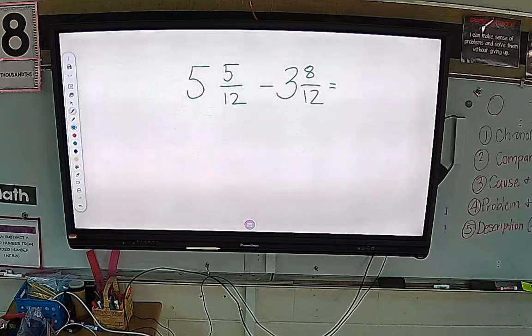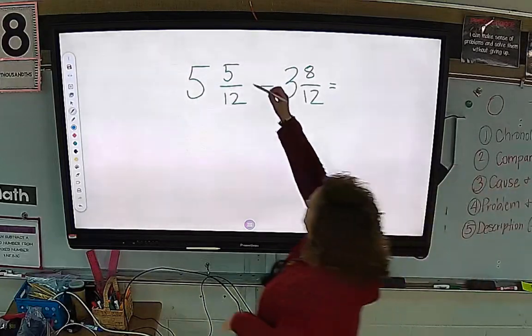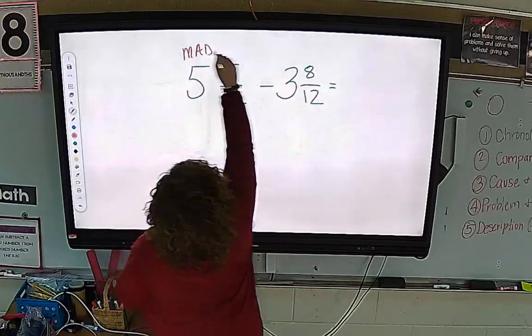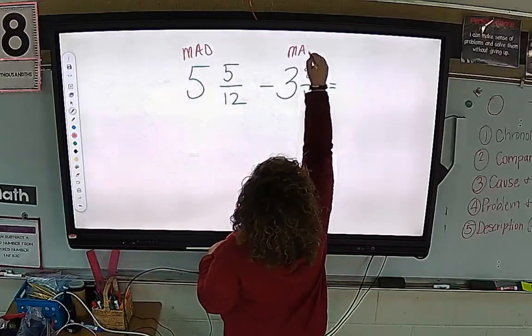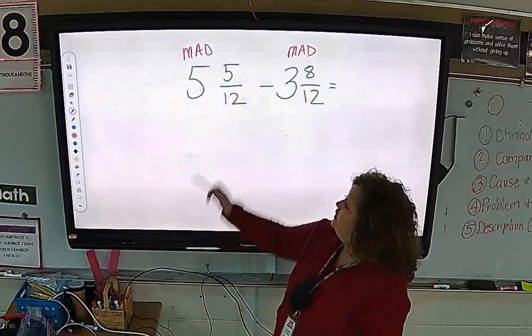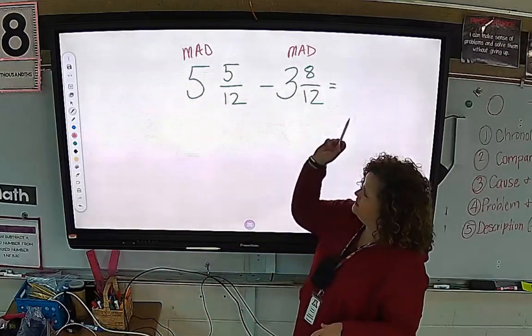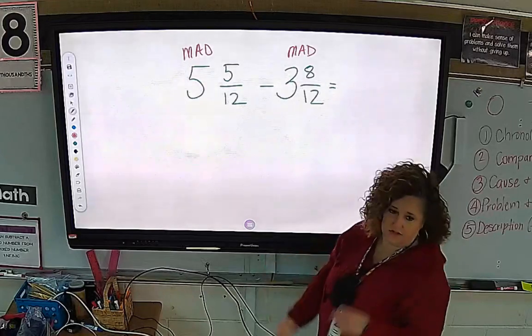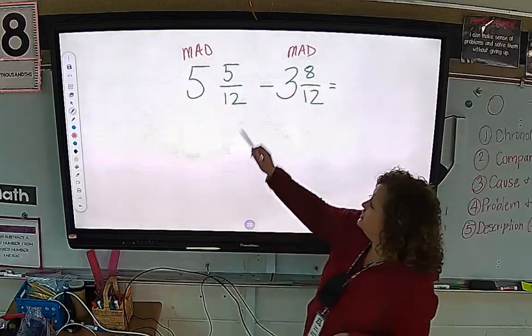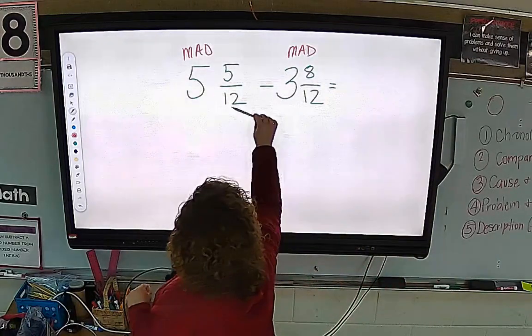Okay. Now let me explain what they just said. Will's way was, hey, I'm going to change this with MAD, and I'm going to change this with MAD because, hey, we're good at that now. We've been doing that. We've had lots of practice. Once I change both of these, then I can subtract and then change my answer back into a mixed number. So let's do that real quick, and then I'm going to show you what Mason said.